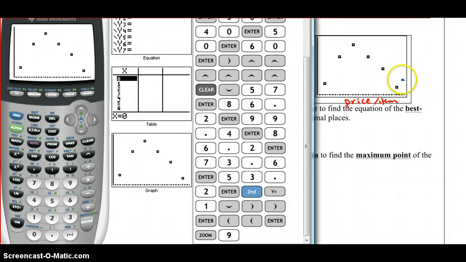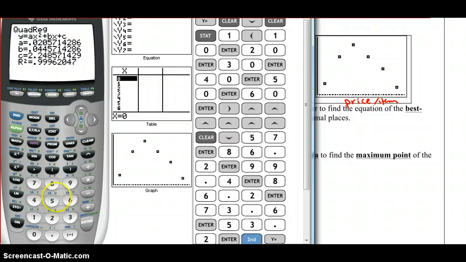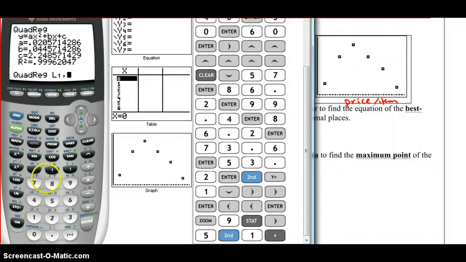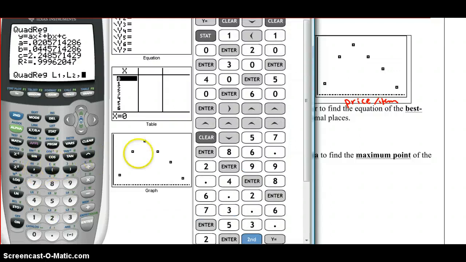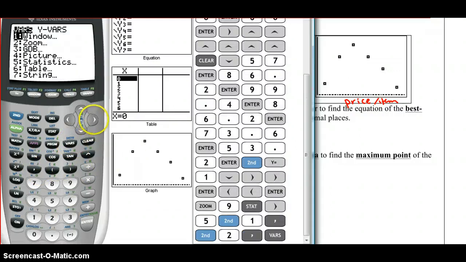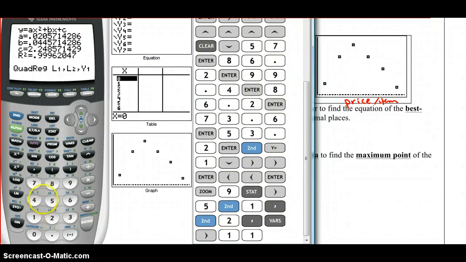Okay, so now we're asked to use the quadratic regression feature to find the parabola that best fits this given data. So we are going to go into stat, over to calculate, and we want quadratic regression, button 5. And again, we have to tell it where the data is. So my x-coordinates are in L1, comma, y-coordinates are in L2, so second 2. And again, I want it to store the equation so I can see its graph. So I'm going to put variables over 1, 1. So again, it's going to find the best fitting parabola using what's in L1 as the x-coordinates, using what's in L2 as the y-coordinates, and it's going to store that equation in y1.